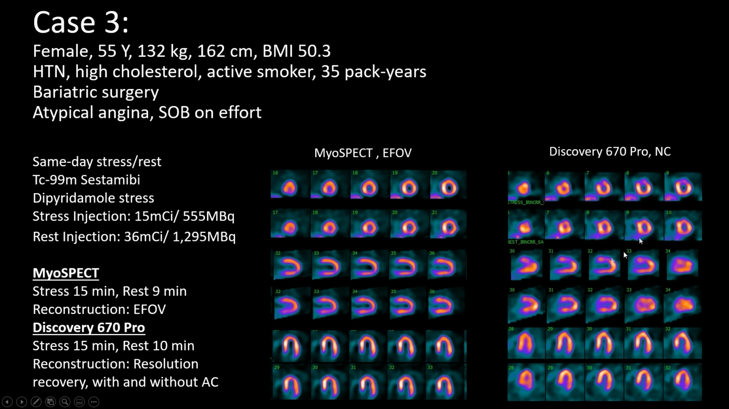So if we start looking at the conventional camera imaging, we see images of poor quality, non-uniform. We see a defect in the anteroseptal and anterior wall, which has the characteristics of a motion artifact in the short axis slices as well as the horizontal long axis slices. So we suspect severe motion during this acquisition.